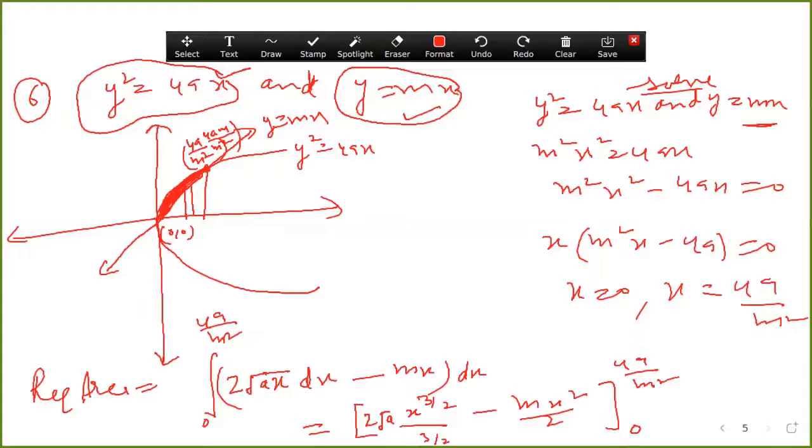This is the integration of the given function. Now you have to apply the limit. Apply limit, and you will get the answer. Proceed the question, and you will get the answer. Answer will be 8a square upon 3m cube.